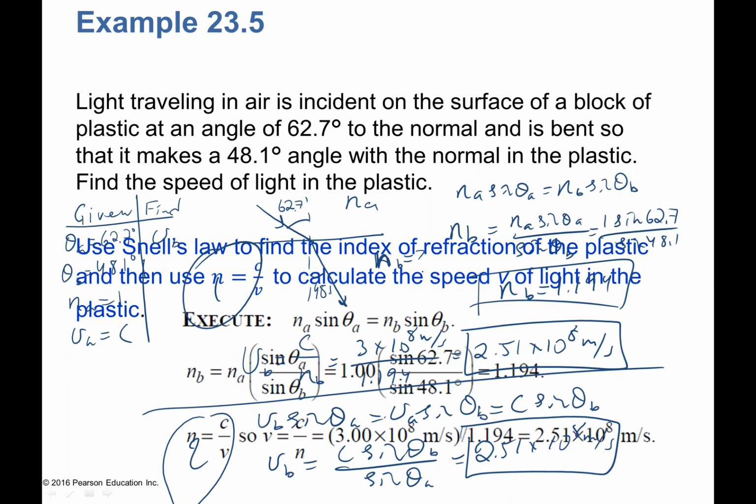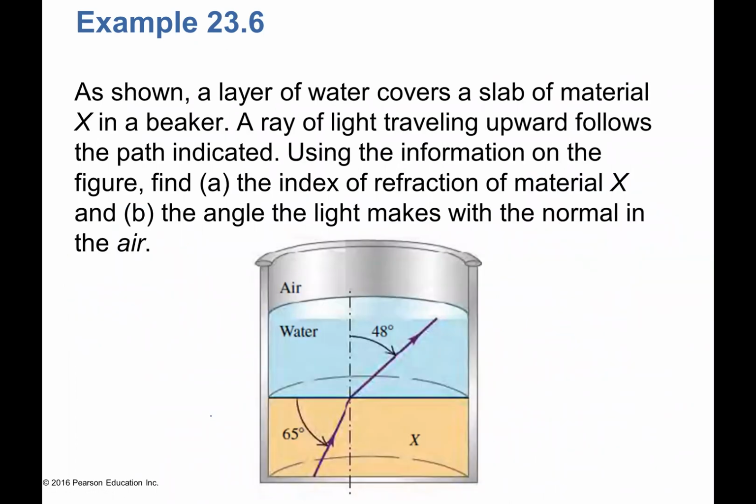All right. Here's another example where we have a layer of water that covers a slab of material X in a beaker. So a ray of light traveling upward follows the path indicated. Using the information on the figure, find the index of refraction of material X and then the angle the light makes with the normal. All right, so we're going to have to solve this problem in a minute.